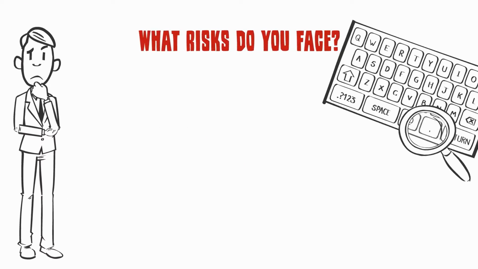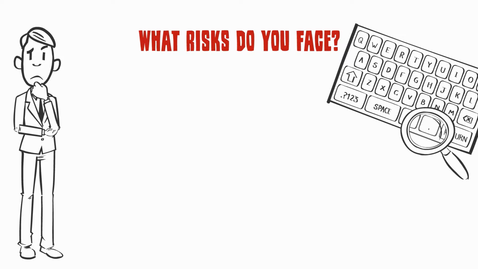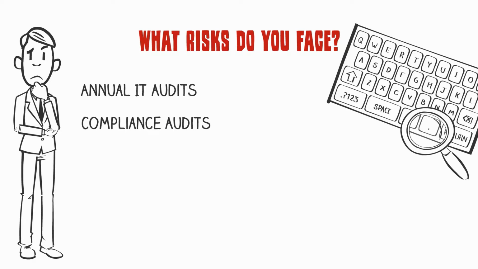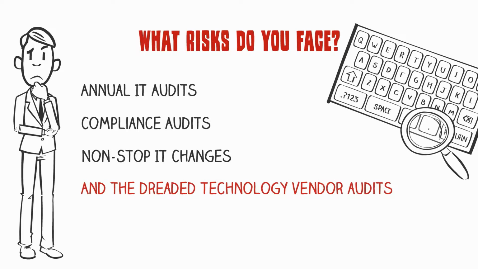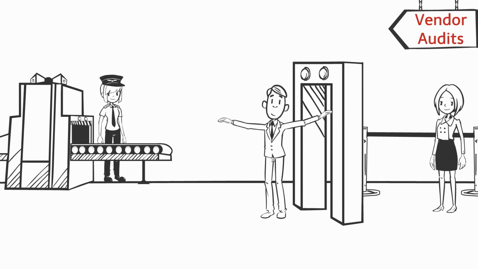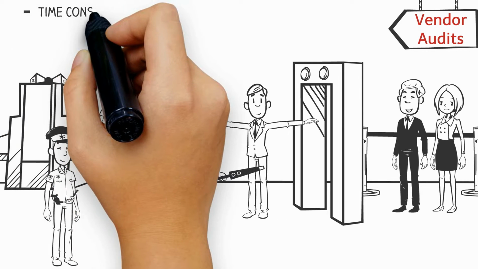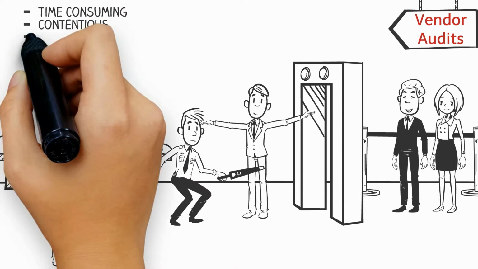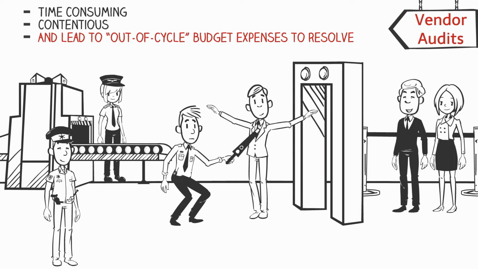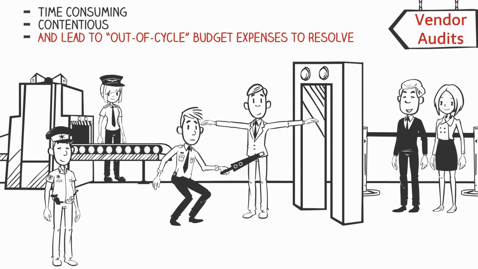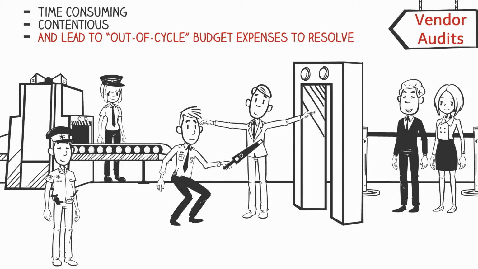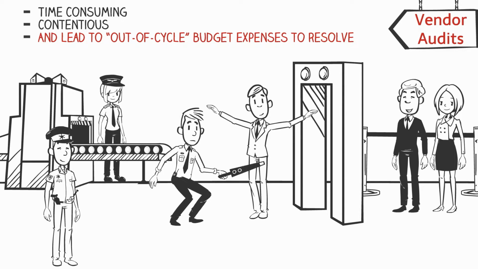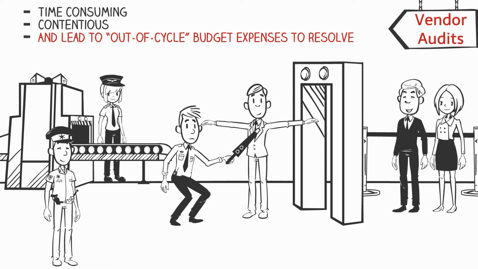In addition to just making sure that your user community can properly use their needed software licenses, you are also faced with annual IT audits, compliance audits, non-stop IT changes, and the dreaded technology vendor audits. Vendor audits are especially difficult to deal with as they become time-consuming, contentious, and lead to out-of-cycle budget expenses to resolve. Your organization has hardware and software from a multitude of vendors which have their own sets of standards and regulations. How are you sure all the vendors and audits are performed quickly and accurately?